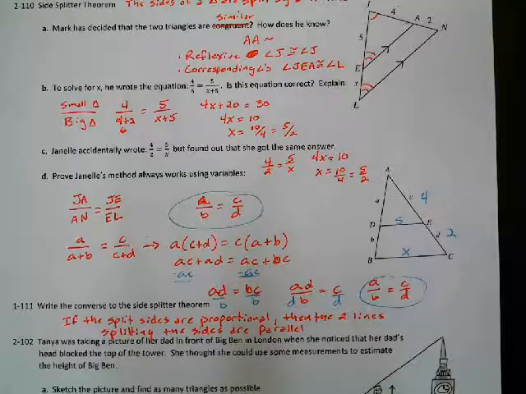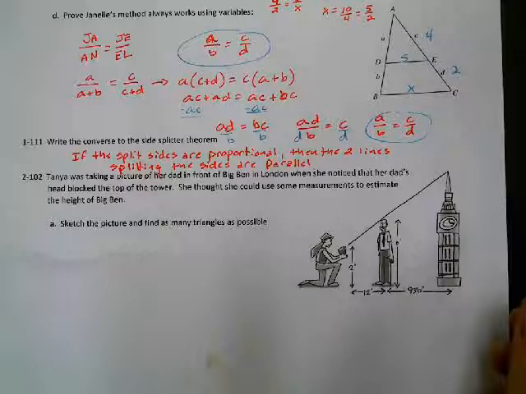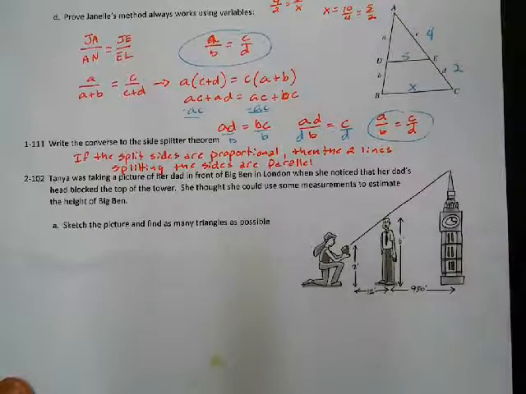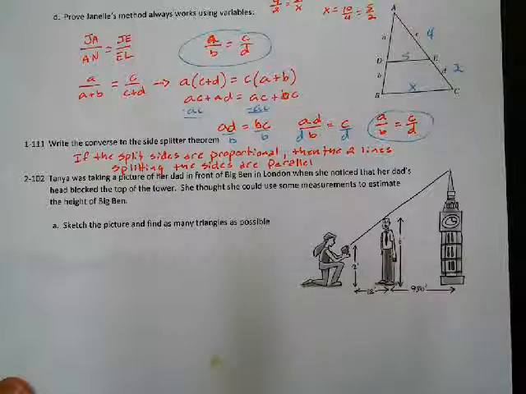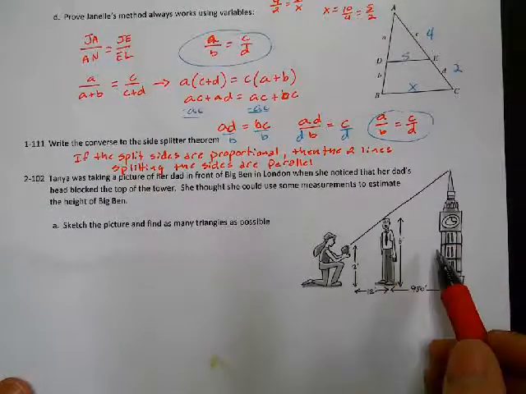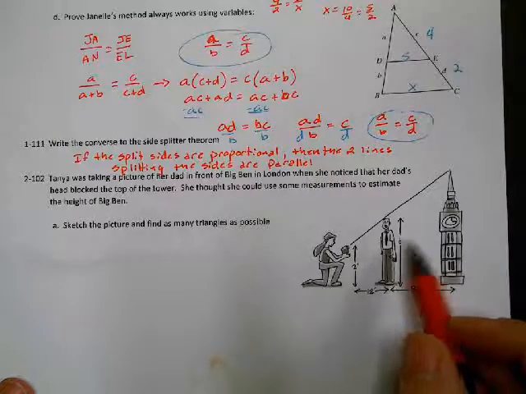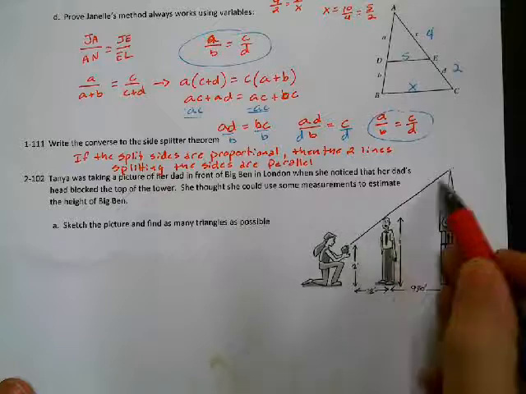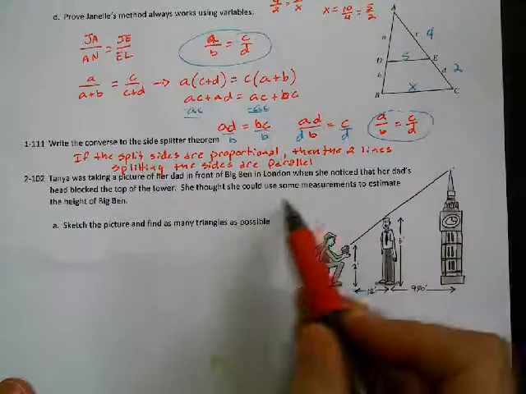All right, last one. This is actually from the last section that we're going to kind of skip. We've just kind of got a problem here. Tanya, she's taking a picture of her dad in front of Big Ben. So this is in England. And his head is blocking the top of the tower. So where she's taking the picture from is blocking the very top of the tower.